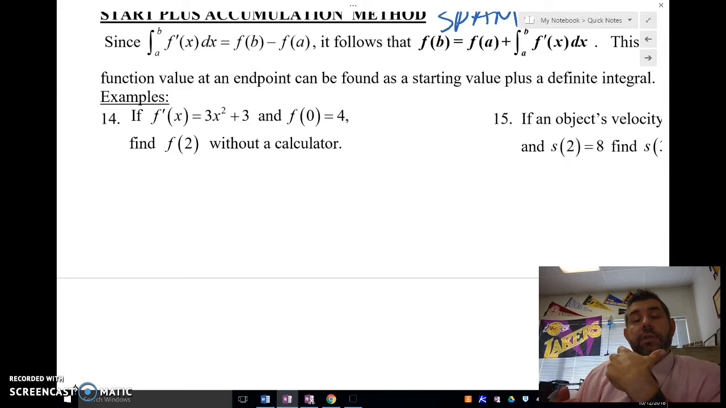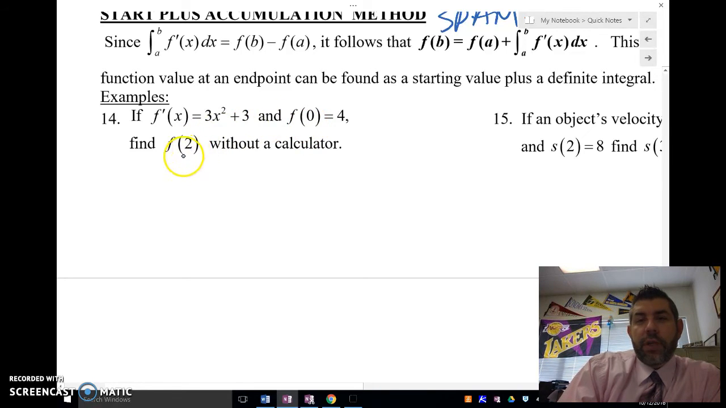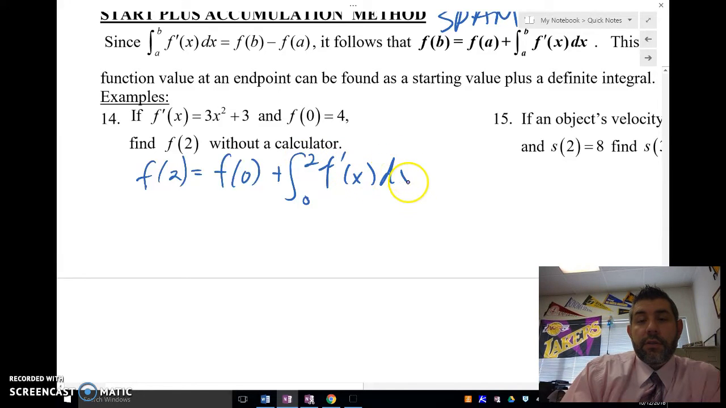So again, how do we know it's a start plus accumulation SPAM problem? Because we know that we're starting at x equals 0, and we're going to 2. So we're looking for f of 2, and our start would be at f of 0. We're going to start at f of 0, and then accumulate all the way until we get to 2. So f of 2 equals f of 0 plus the integral from 0 to 2 of f prime of x dx.